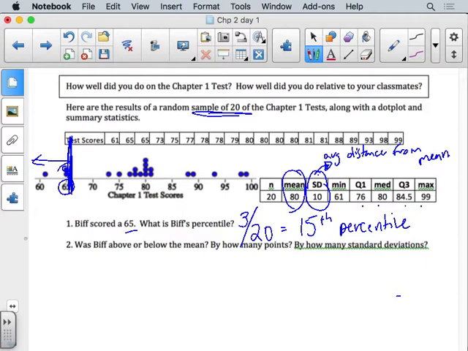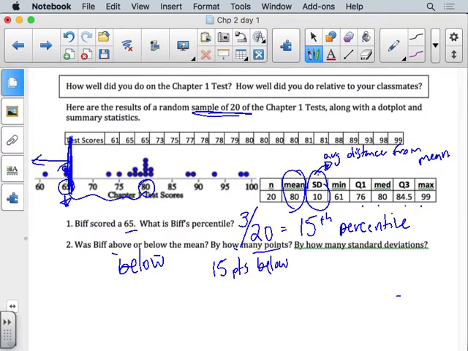All right, so we're going to go through building this definition of a z-score. Was Biff above or below the mean? Here's Biff at 65, and here's my mean of 80. So he was below the mean. By how many points was he below the mean? The difference from 65 to 80 is 15 points below the mean.